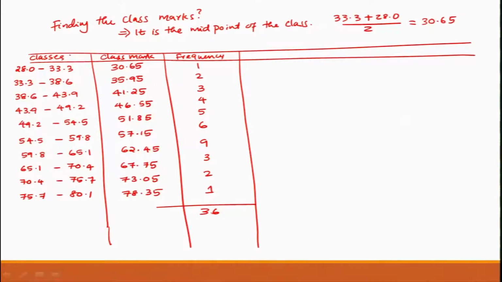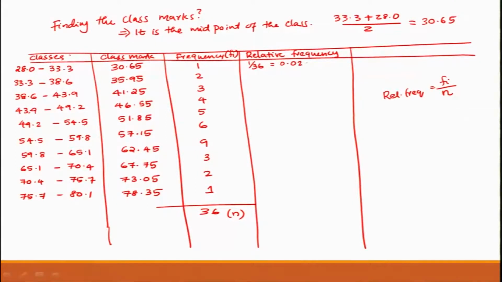Then the next concept that is applicable here is what we call the relative frequency. The relative frequency is calculated, I will be writing here: relative frequency is equal to f sub i, the individual frequency, divided by n, and this is your n. So, the first relative frequency will be 1 divided by 36, that will come to 0.028.